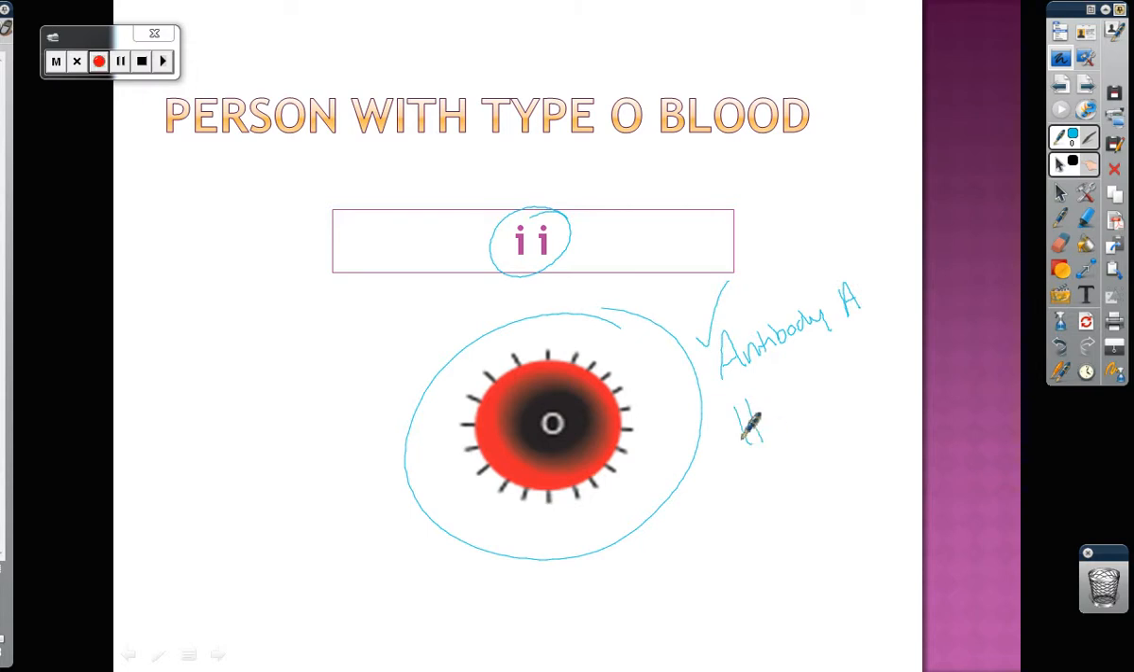What about antibodies for type B blood? That's not going to hurt them either. Since they have no B blood that's their own, sure, they'll have antibodies for that because it's not marking their own as foreign. So type O has both types of antibodies, A and B.